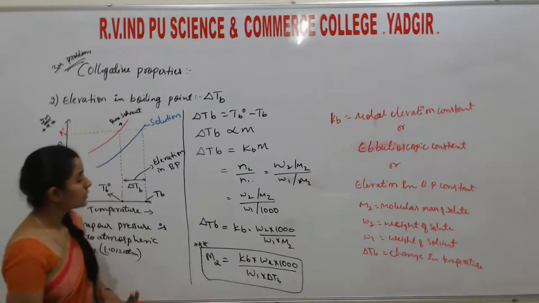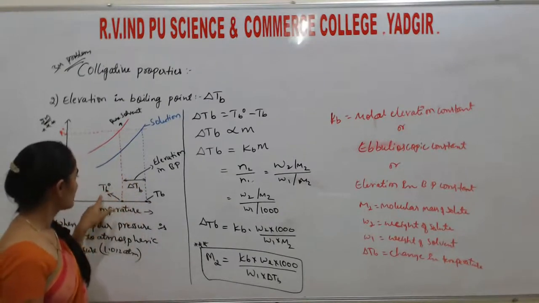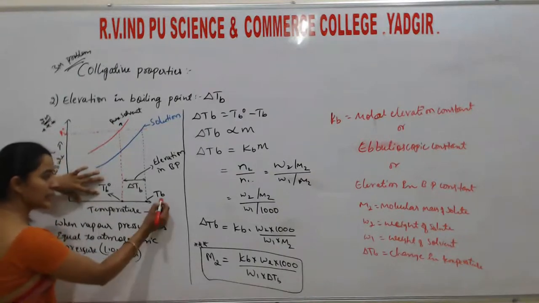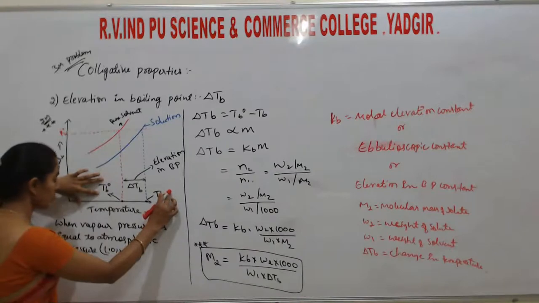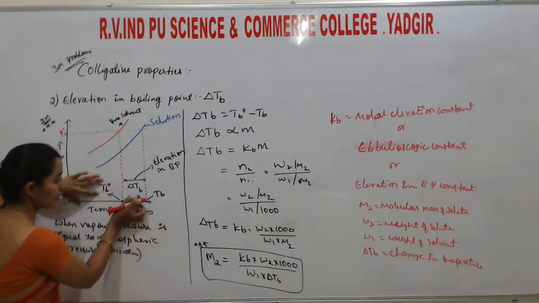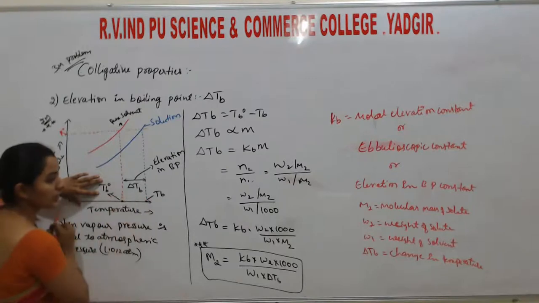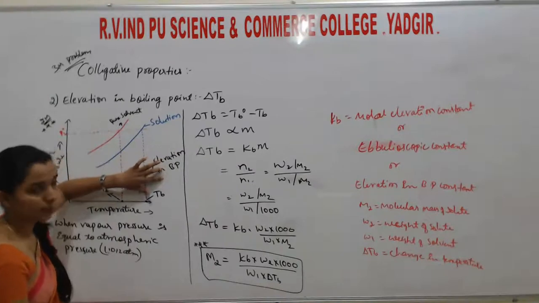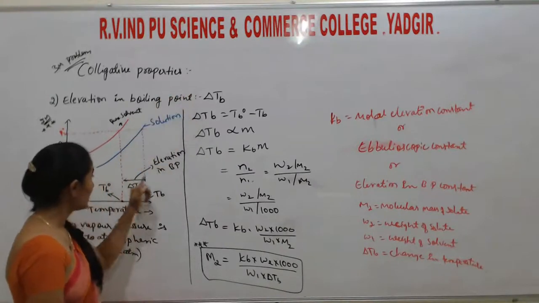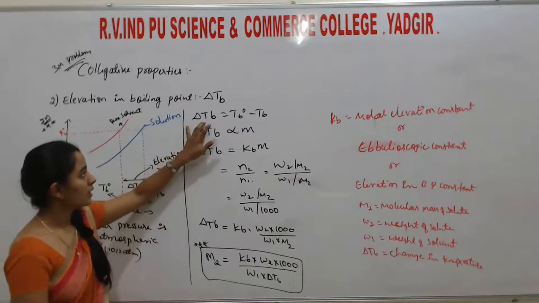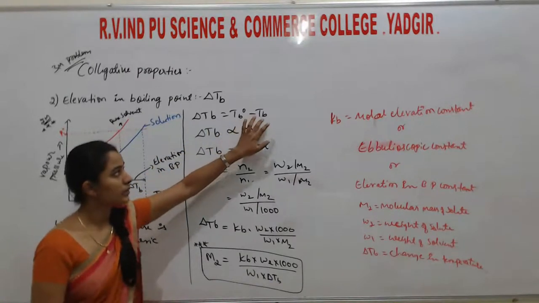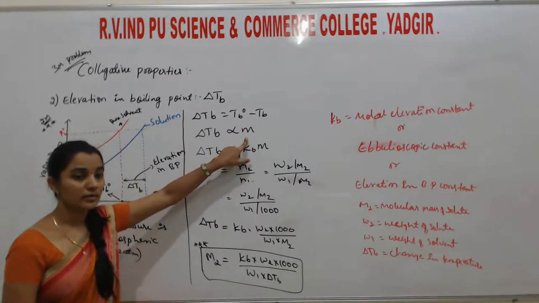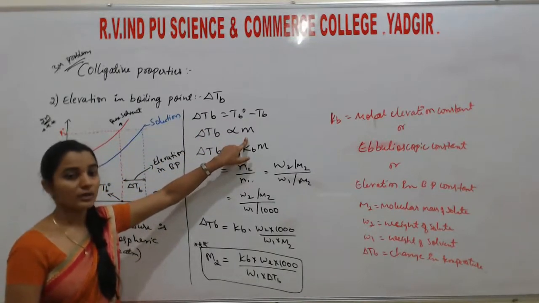Here, students, this is Tb naught, the temperature at which the solvent boils. This is Tb, the temperature at which the solution boils. The change in the temperature between the pure solvent and the solution is called elevation in boiling point. Elevation means increase. Next, delta Tb is equal to Tb minus Tb naught. Delta Tb is directly proportional to the molal concentration. How many moles of solute are present in 1 kg of solvent?